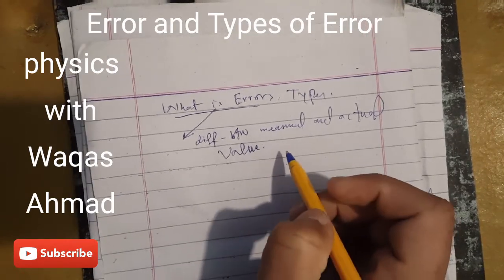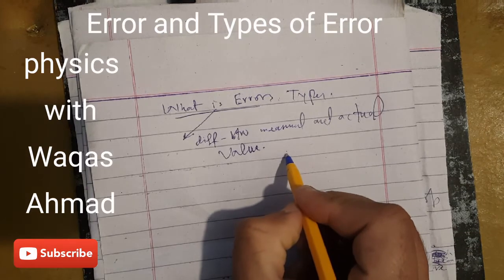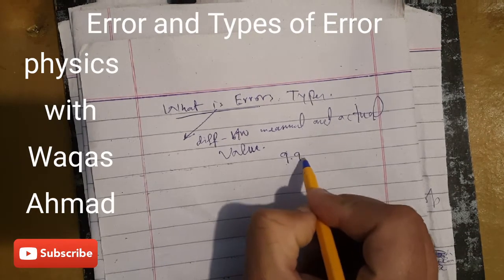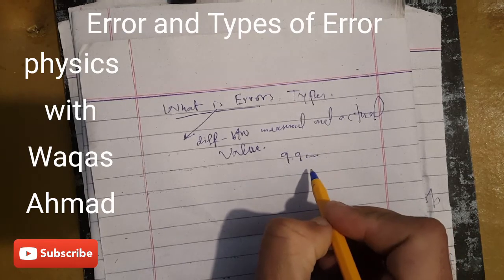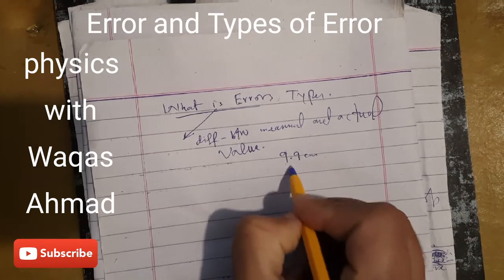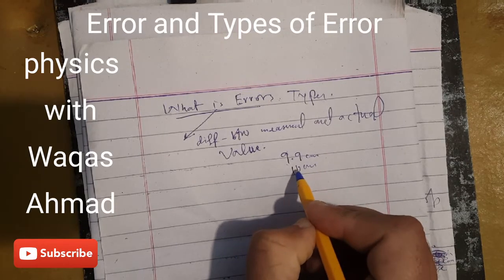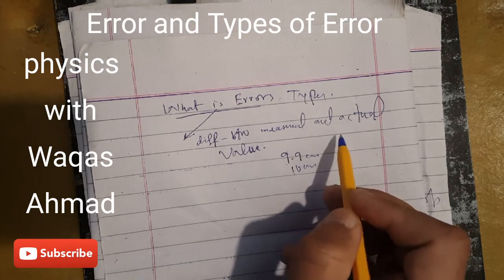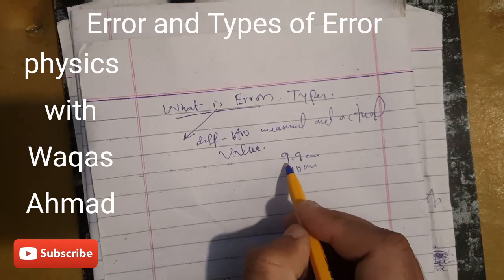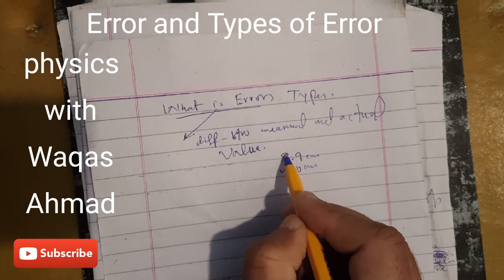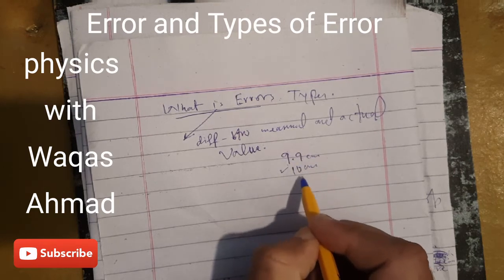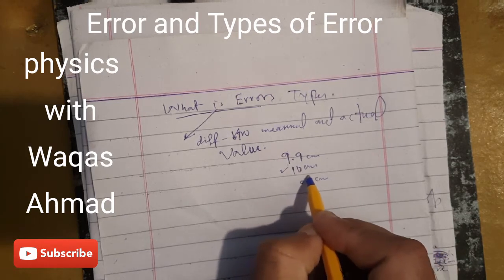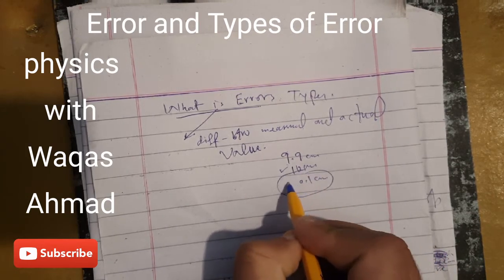For example, if you measured a particular value and your result is 9.9 centimeter while the actual value is 10 centimeter. So as we already defined, it is the difference between measured and actual value. So subtract your measured value from actual value. So 10 minus 9.9, for example, it is equal to 0.1 centimeter. So this is the possible error.